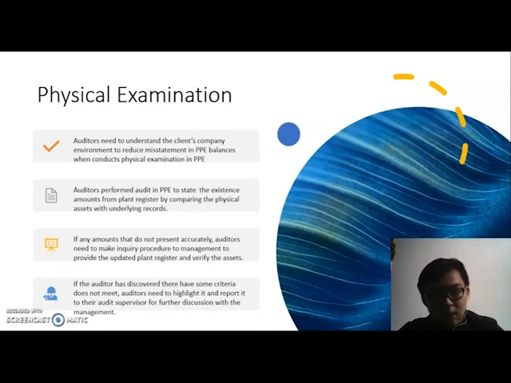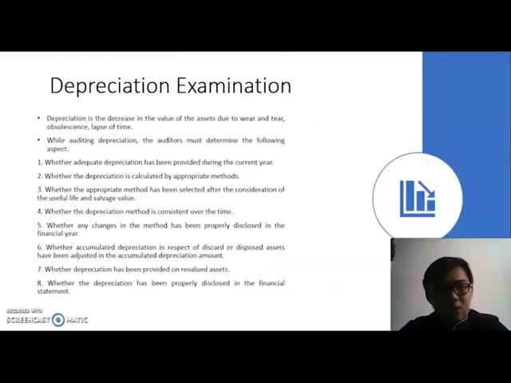If the auditor discovers that some criteria are not met, the auditor needs to highlight it and report it to their audit supervisor for further discussion with the management. The next part is the depreciation examination. Depreciation examination is one thing under physical examination.